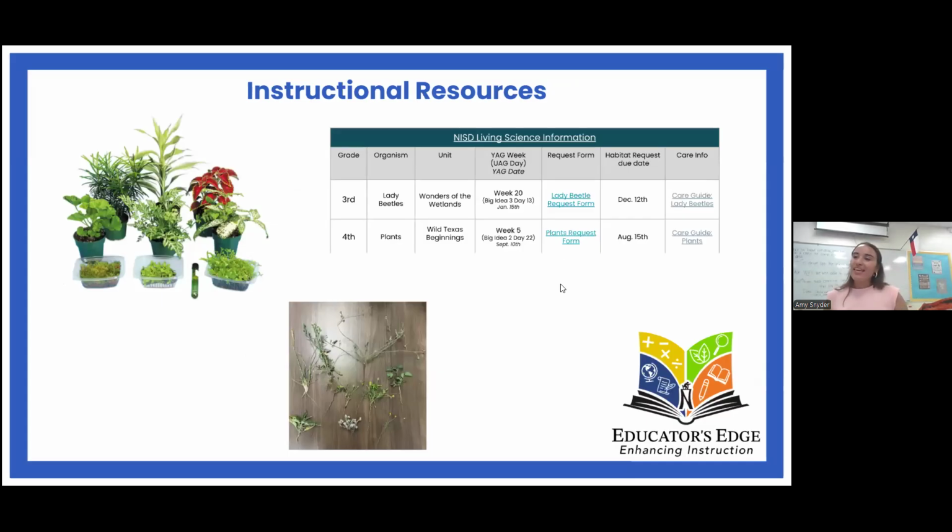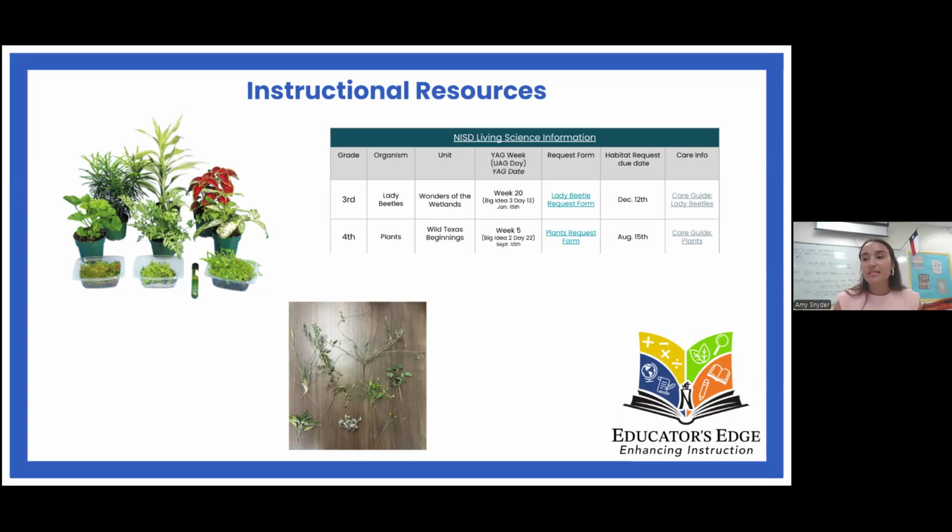Okay. And then the instructional resources that are available for you to support this learning target. So we have our NISD Living Science. And I'm super happy to say, you may have gotten an email from me, but I'm super happy to share that almost all of our schools' fourth grade teams have requested plants. We're waiting on less than 10. So that is awesome. So your plants, hopefully, if you don't have them already, are on their way.